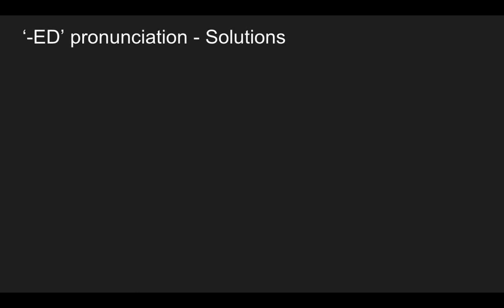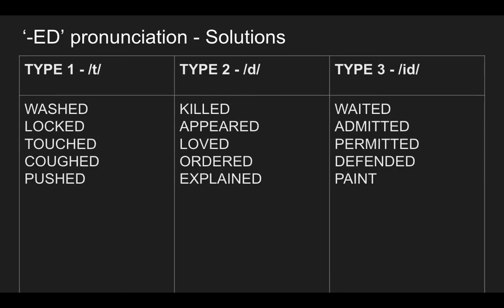Okay, let's have a look at the solutions to the activity. I hope you found it easy. In type 1, the t sound, we've got wash, washed; lock, like talk, walk, locked; touch, touched; cough, like laugh, coughed; push, pushed.